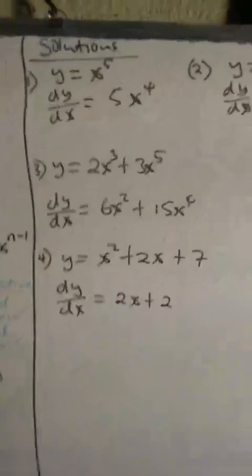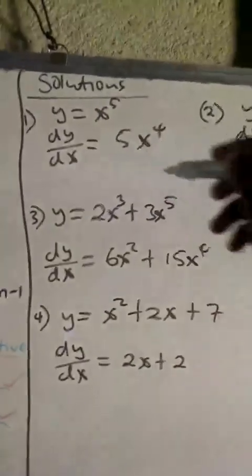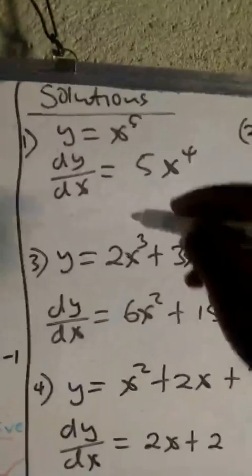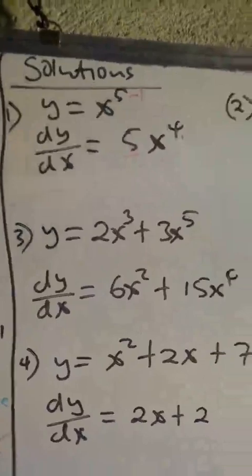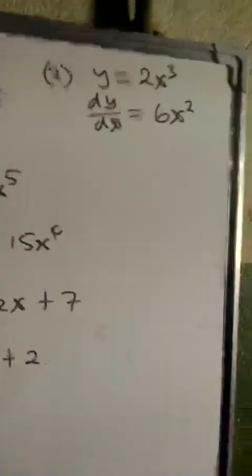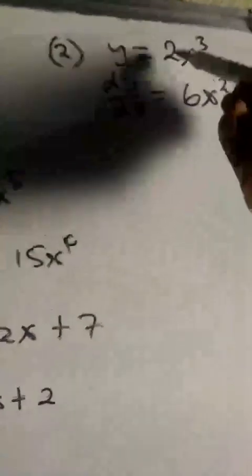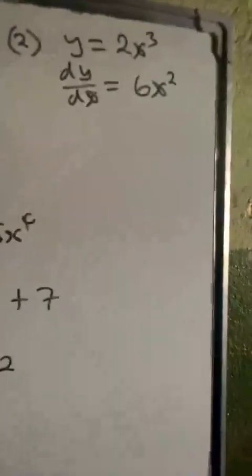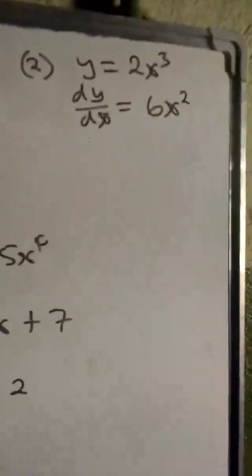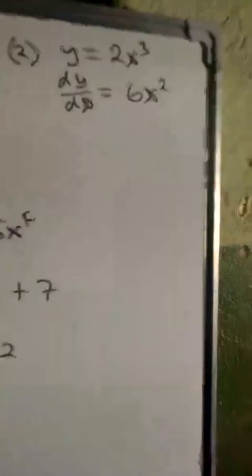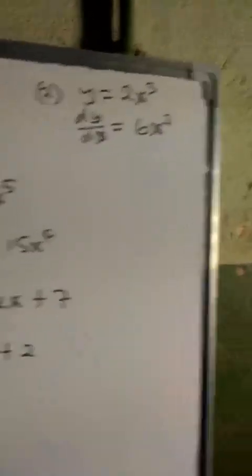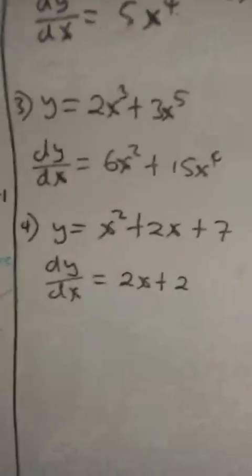Number 1, we have x to the power 5. It means we are dropping the power, which is 5, and it becomes a coefficient here, and you subtract 1 from the power, which becomes 4. Then number 2 is the same thing. If you drop the power, it's going to multiply with 2, and it becomes 6, and then it becomes 6x squared. We have subtracted 1 from 3, and it becomes 2. That's the value of dy by dx, or the derived function.